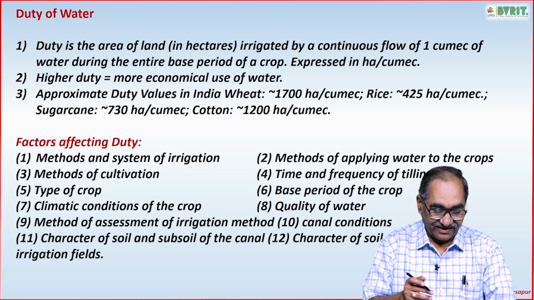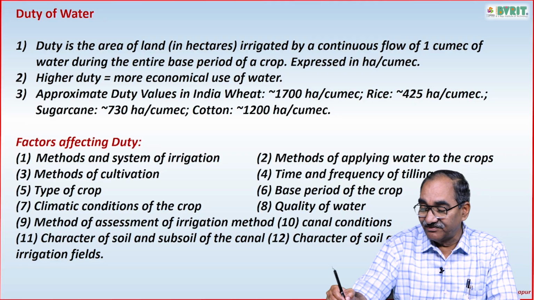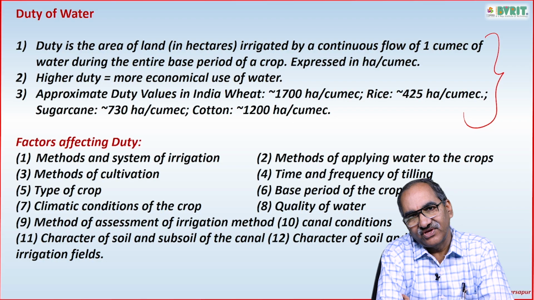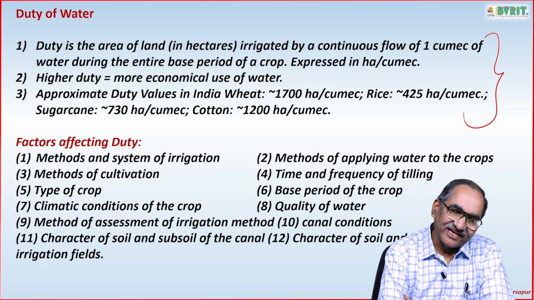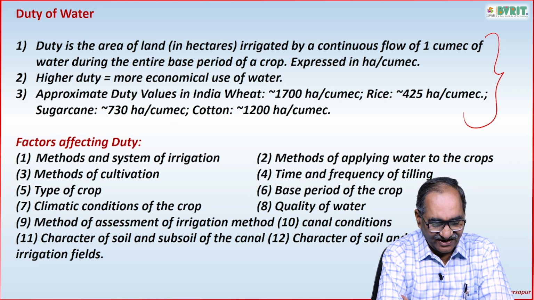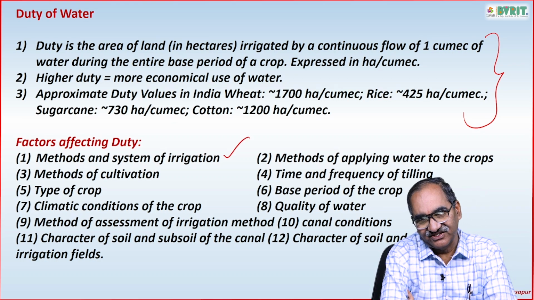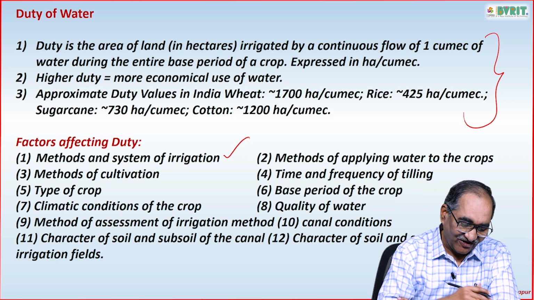Hectares per cubic. Now again the same thing which I just explained to you, what is duty. Now I want to explain to you what are the factors affecting duty. So let us take the factors affecting duty. Number one, methods and systems of irrigation. What type of system are you following?